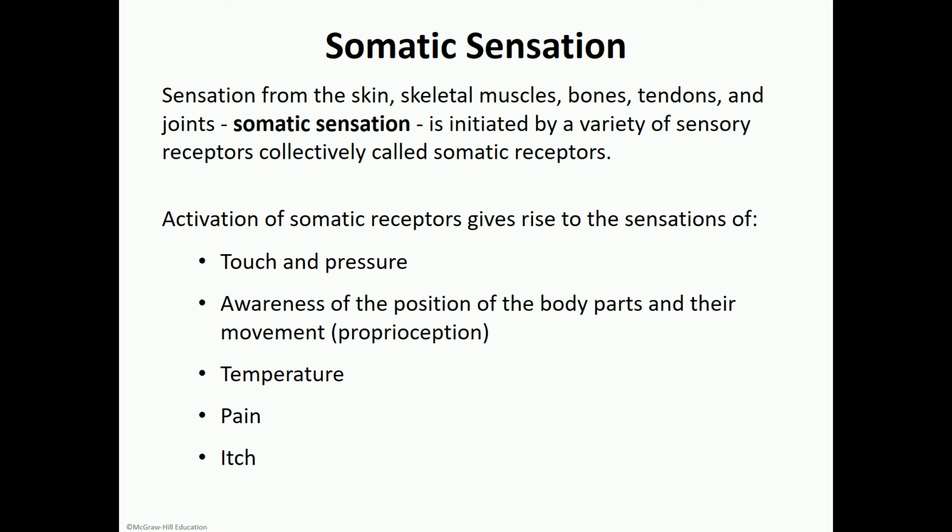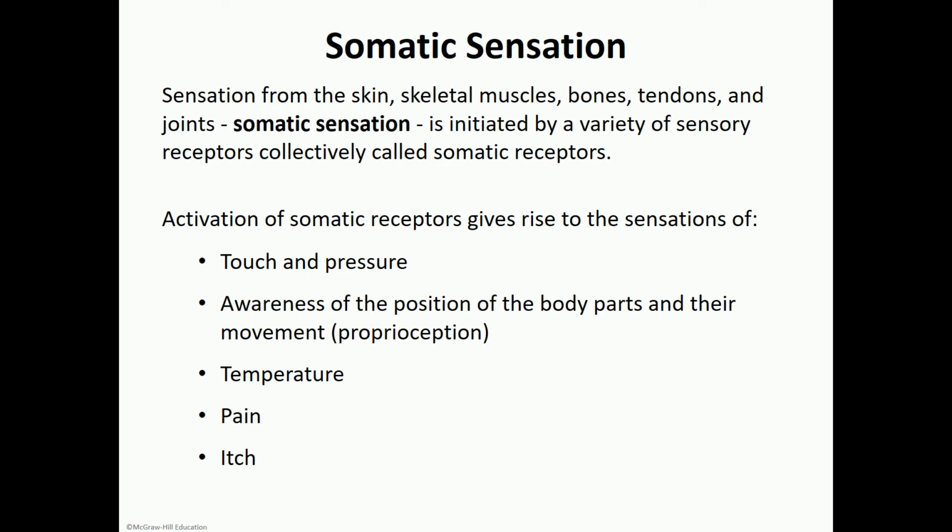Now, what about somatic senses? Somatic senses are the general senses. Special senses get a different part of this chapter. So right now, in this portion, we're going to be focusing on somatic senses. These are the senses that you pick up from skin, skeletal muscles, bones, tendons, and joints. What kind of things can we pick up from skeletal muscles or tendons or joints? These are positions. Are your muscles contracted or relaxed? Is your knee flexed or extended?